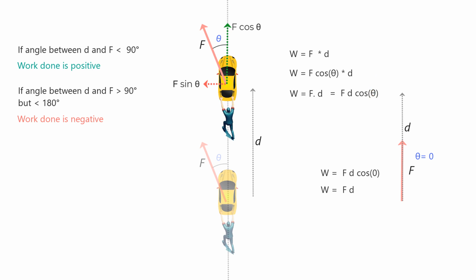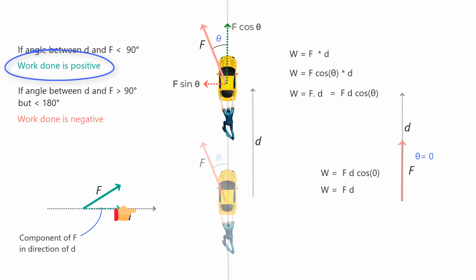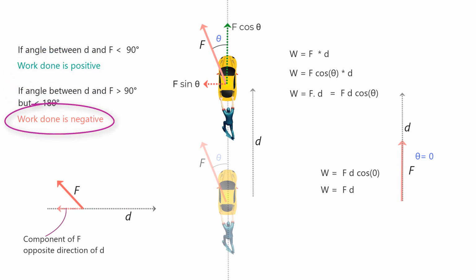So we can say that as long as there is a vector component of force in the direction of displacement, work done by the force would be positive. And if this vector component is in the opposite direction, the work done becomes negative. So here are a couple of situations where we can define whether the work done is positive, negative, or 0.